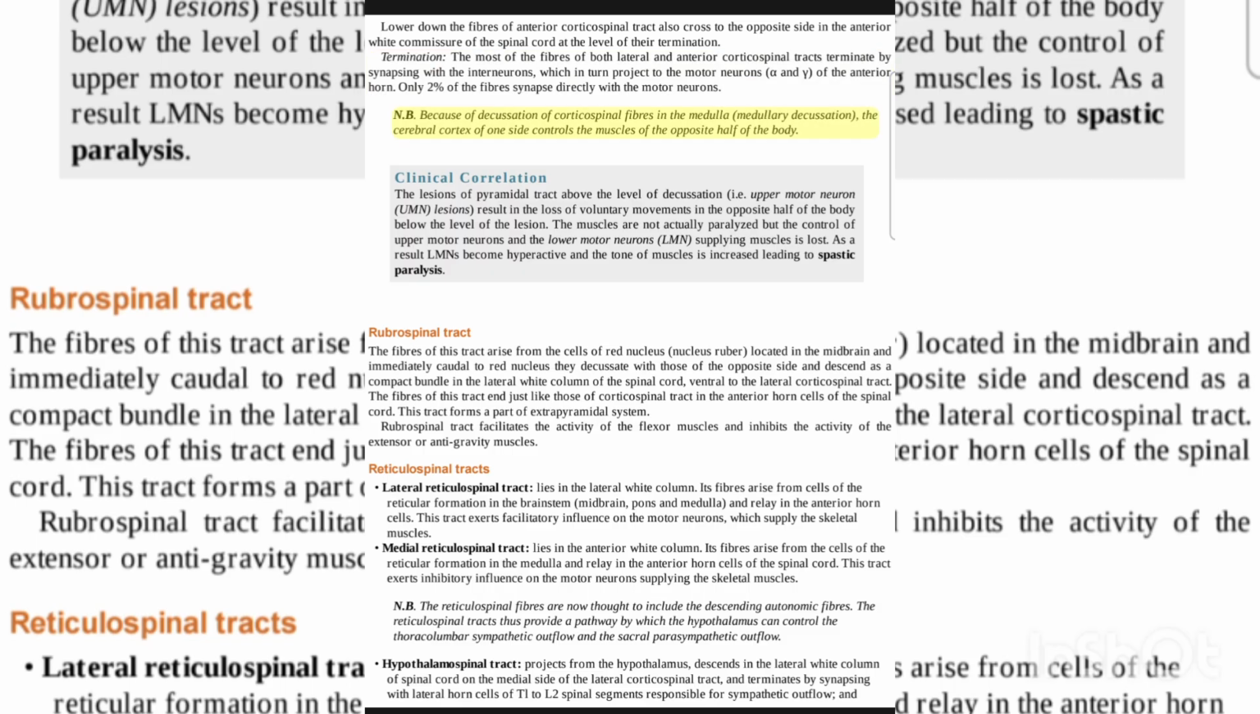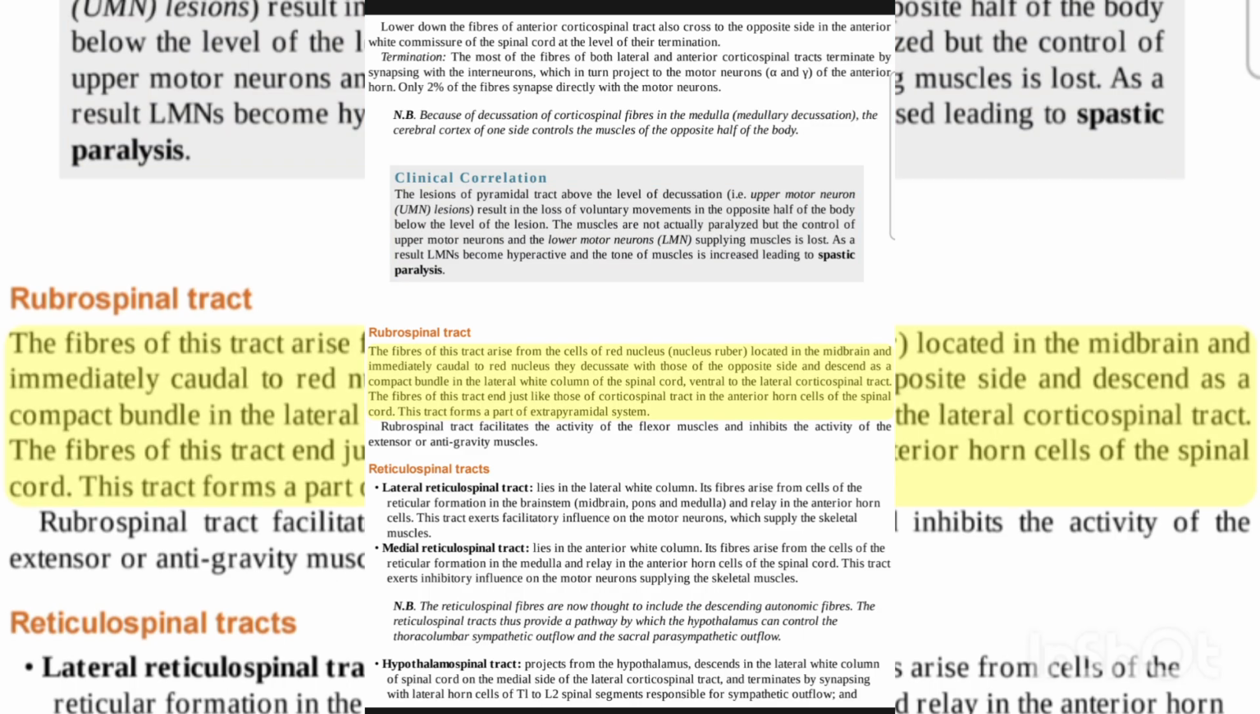NB. Because of decussation of corticospinal fibers in the medulla, medullary decussation, the cerebral cortex of one side controls the muscles of the opposite half of the body. Clinical correlation. The lesions of the pyramidal tract above the level of decussation, i.e. upper motor neuron, UMN, lesions, result in the loss of voluntary movements in the opposite half of the body below the level of the lesion. The muscles are not actually paralyzed, but the control of upper motor neurons over the lower motor neurons, LMN, supplying muscles is lost. As a result, LMNs become hyperactive and the tone of muscles is increased, leading to spastic paralysis.